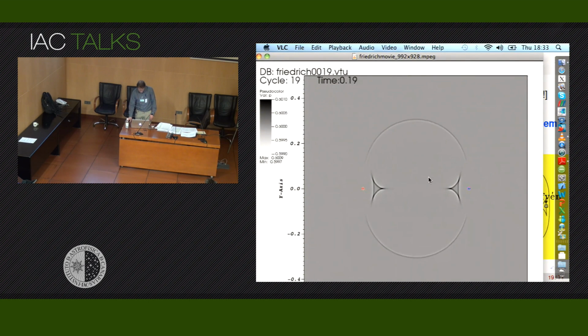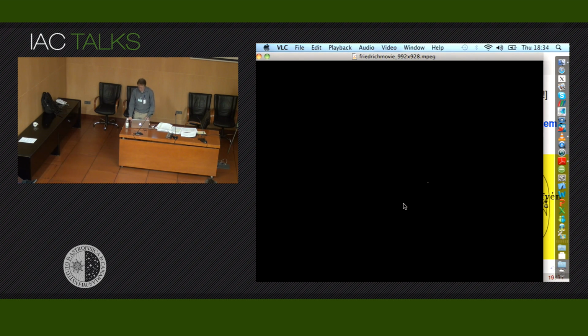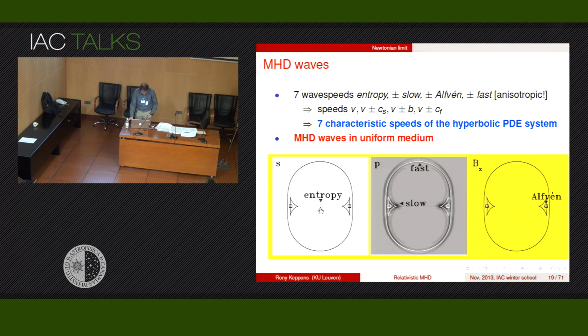But I don't show it in this movie because the movie is showing me the pressure, and in pressure it's not seen. So you have to look at either density or entropy, and then the point that you perturbed, depending on the perturbation that you put, may leave a point perturbation that is the entropy perturbation. And then you see all the 7 waves. And that is non-relativistic, Newtonian MHD. And maybe tomorrow I will pick up on this and then tell how this thing changes in relativistic MHD.